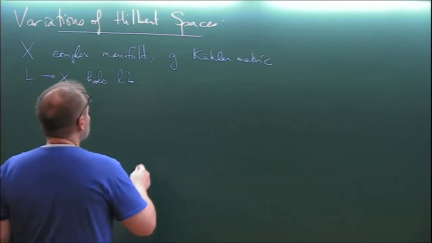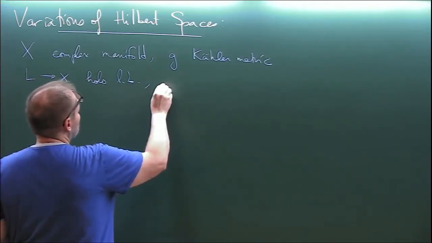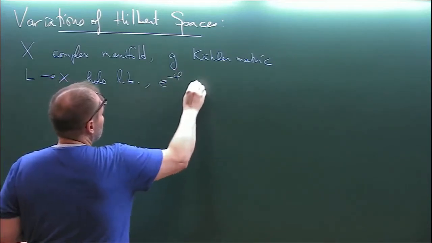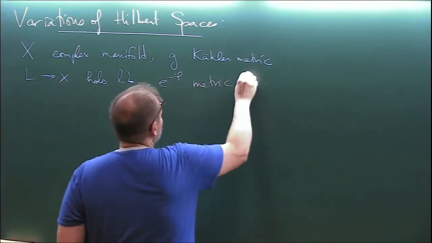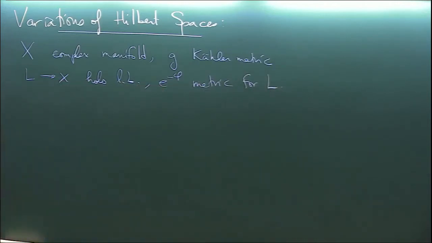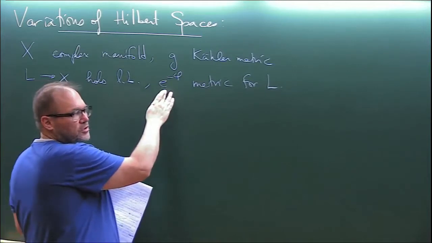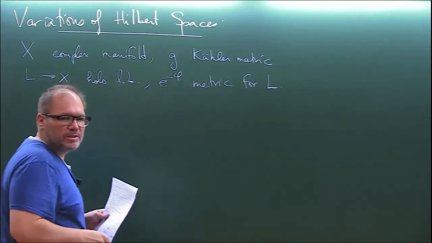Good. So with this, I can define, and let e to the minus phi be a metric for L. I'm now using the notation I introduced yesterday. It's the same as the notation h, if you want. The notation is there because the curvature would be dd bar phi.